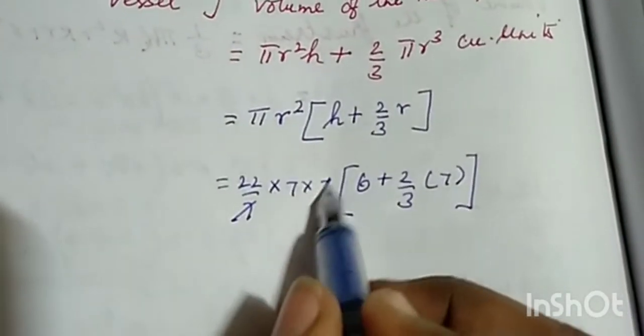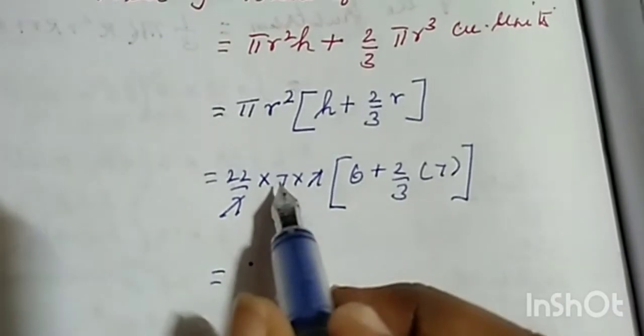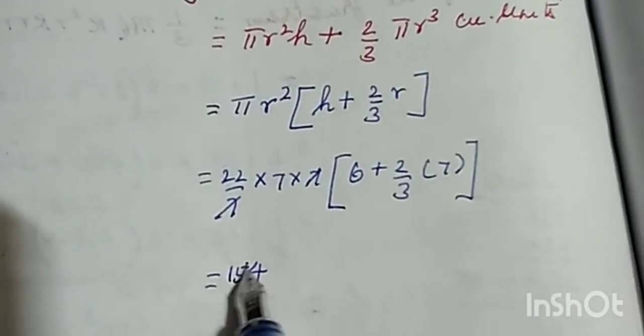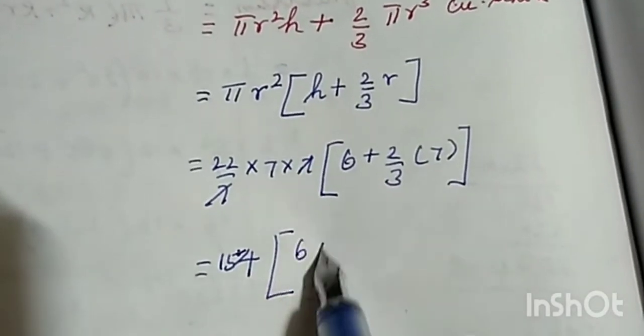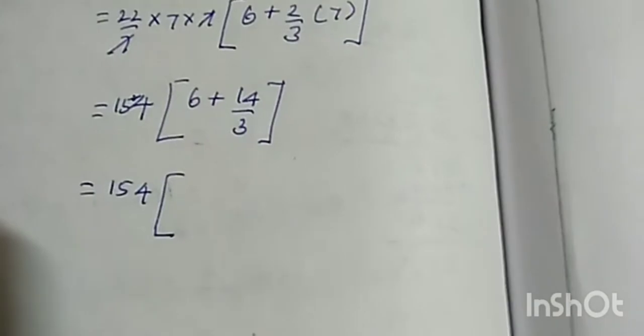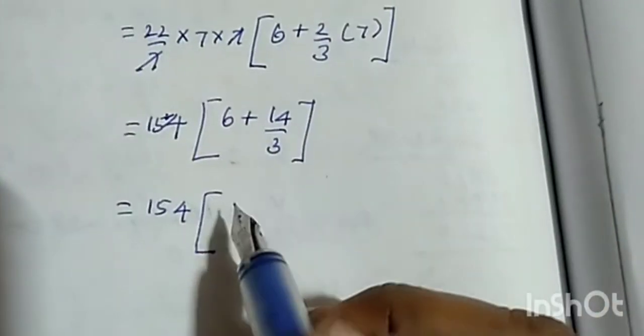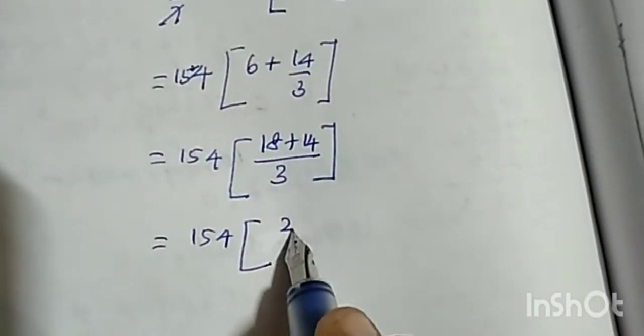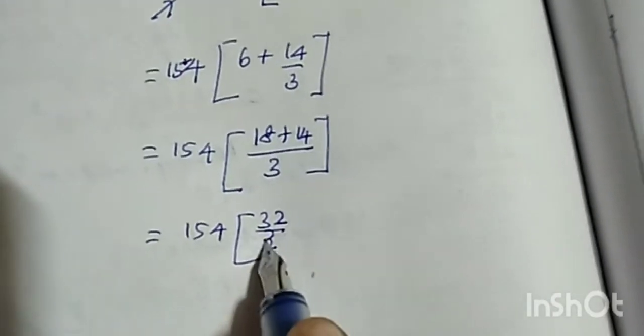Now 7 gets cancelled. Remaining 22 into 7. 7 twos are 14, 14 plus 1, 15. So it is 154 into 6 plus 14 divided by 3. Take LCM, 3 is your LCM. 6 threes are 18 plus 14 equal to 154 into 32 divided by 3.